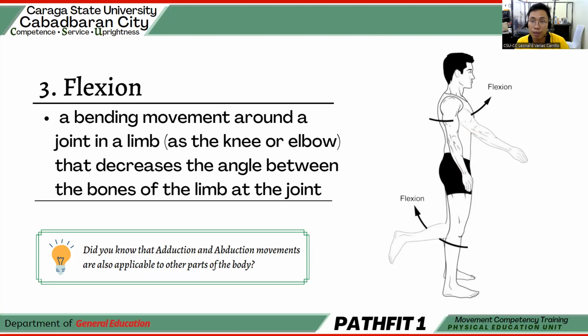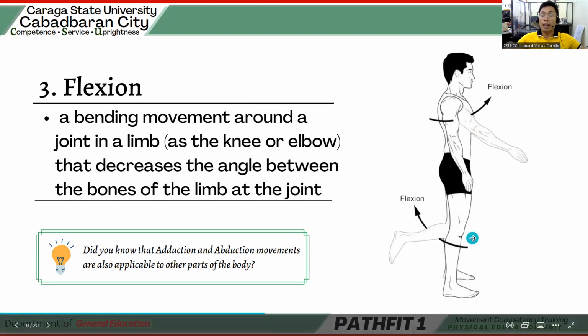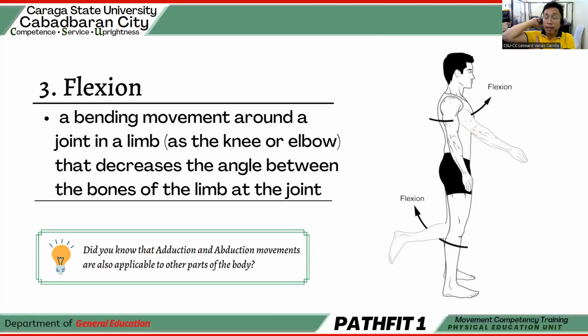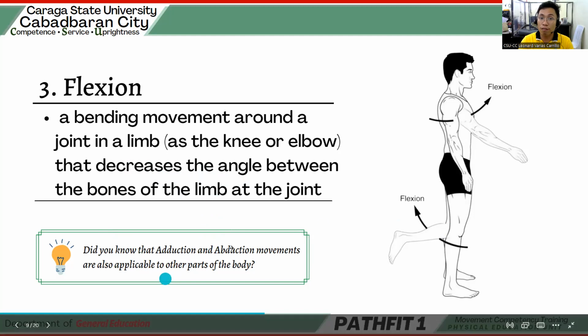So this is the third basic movement of the body. Flexion is the bending movement around a joint in a limb. We use joints to rotate our hands, to flex or to bend. Okay? So we are going to use it to flex and to extend. A bending movement around a joint in a limb, as in the knee or elbow. I guess you can call it ball and socket. And it decreases the angle between the bones of the limb at the joint.